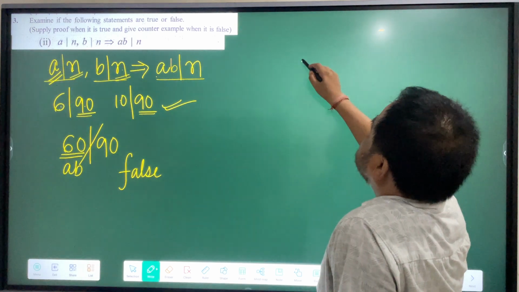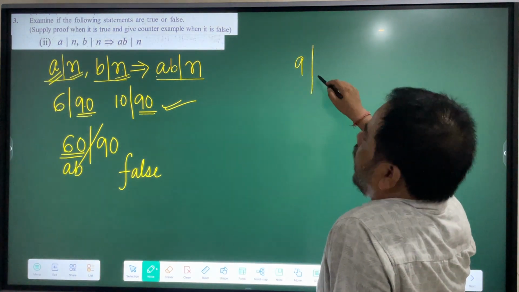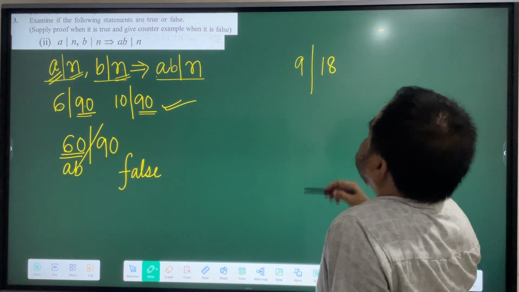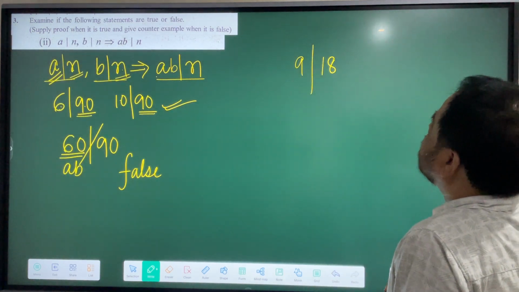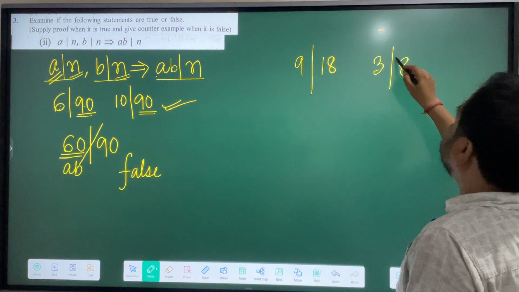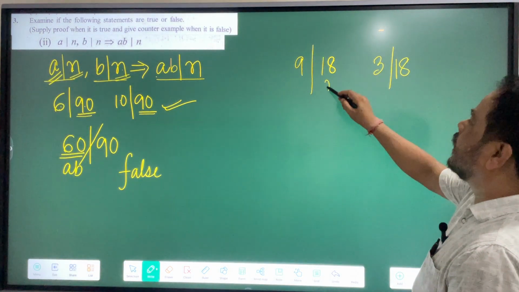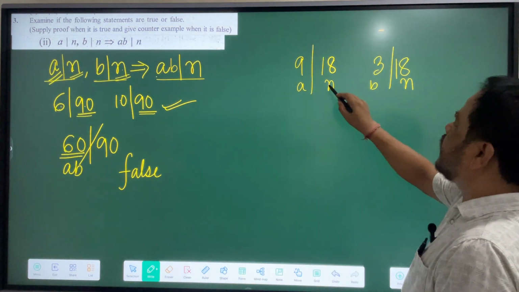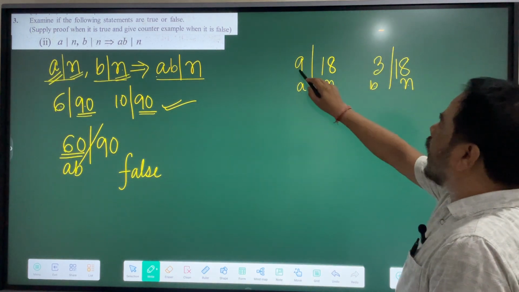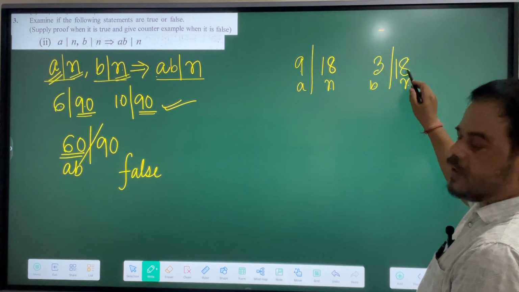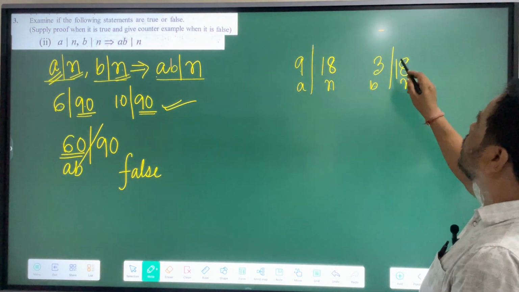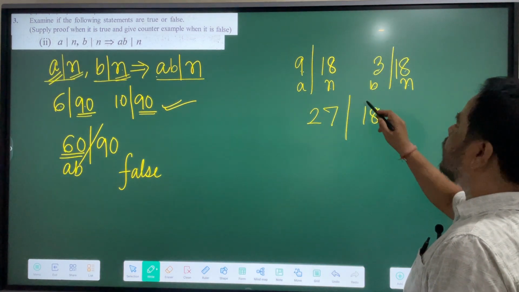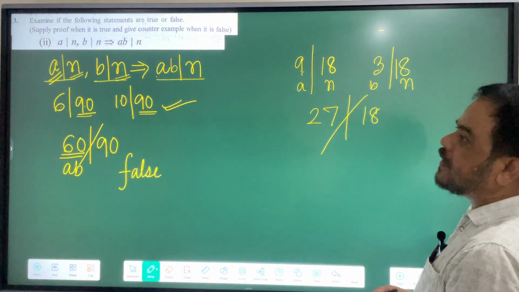If 9 divides 18 and 3 divides 18, this is N, this is N, this is A, this is B. A divides N, B divides N. It means 9 divides 18, 3 divides 18. That means 18 is divisible by 9, 18 is also divisible by 3. But 9 3s are 27, which doesn't divide 18. I hope you understand. So this statement is false.